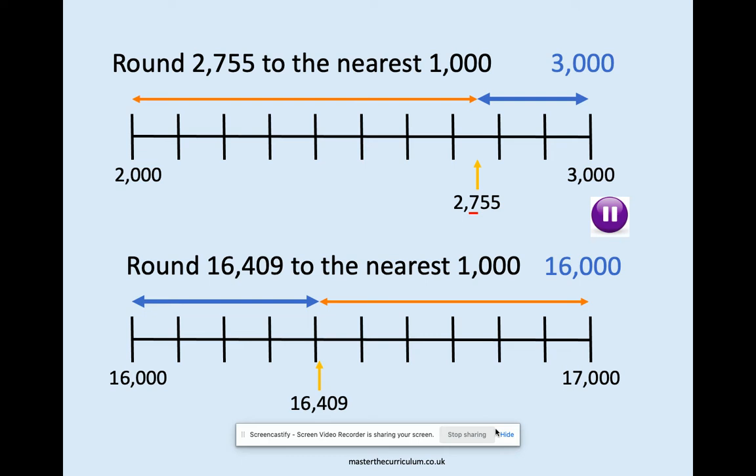Even without the number line, if you apply your rules, you will see that the 4 of the 400 is lower than 5, and our rule says 1, 2, 3, and 4. We do not change the 1,000. We stay where we are and we round down to the zeros.